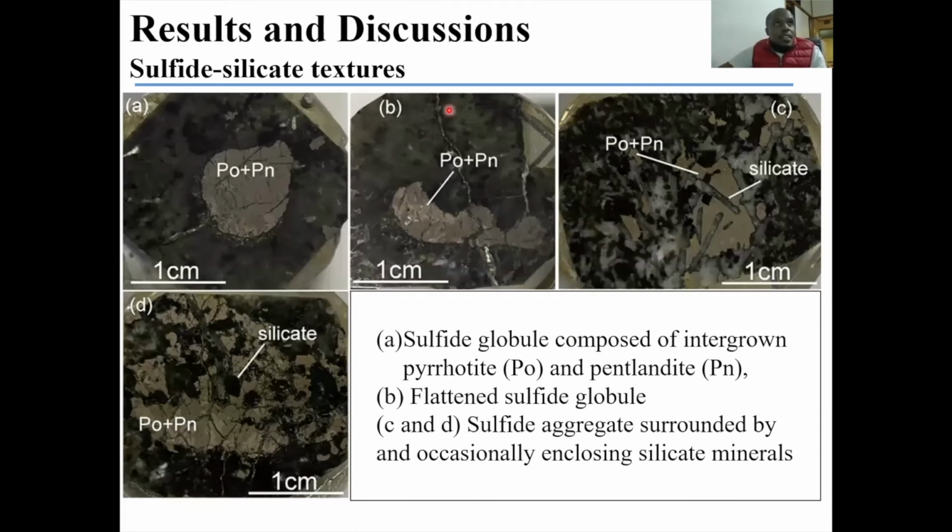Now, this is a close look at some of the sulfide textures. We have sulfide globules, some of which are kind of flattened, like these ones here, and there are no really apparent silicate caps on these sulfides. We also have textures like these ones, where we have sulfide aggregates enclosing some of the plagioclase. This is plagioclase here, and in this one we have sulfide aggregates which enclose the orthopyroxenes.